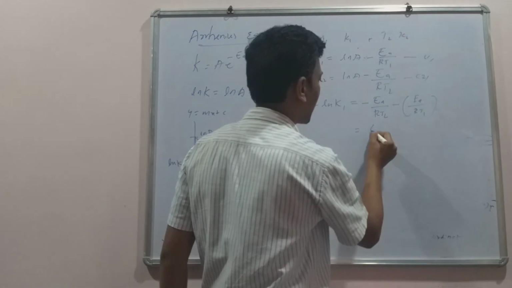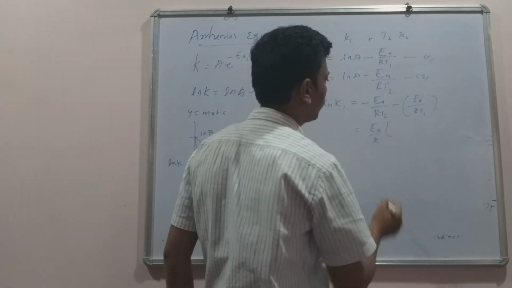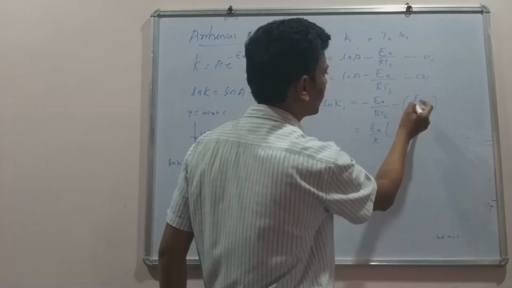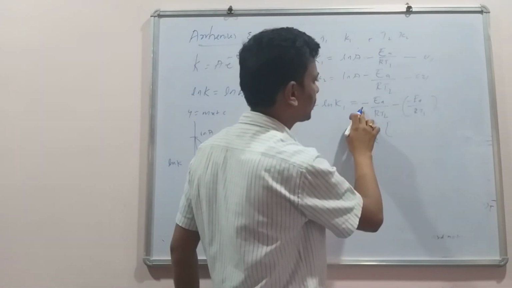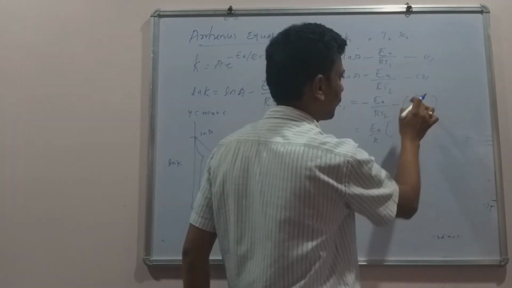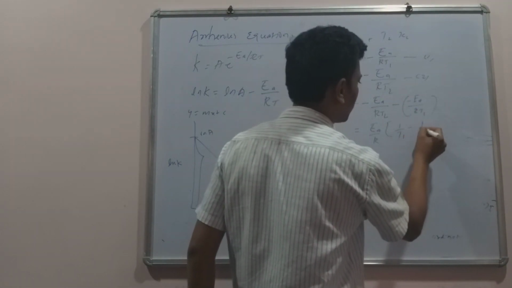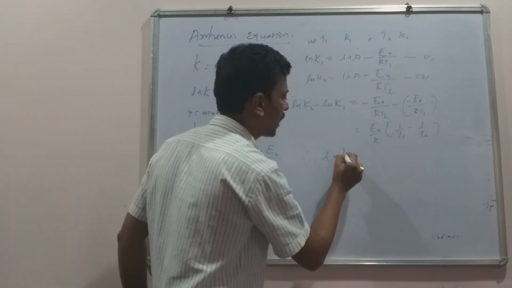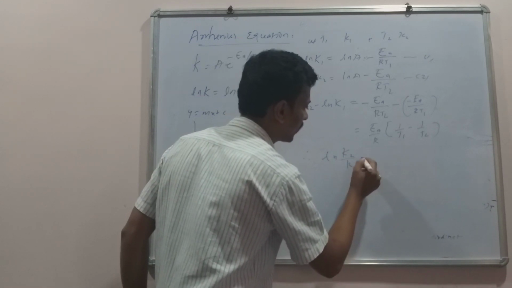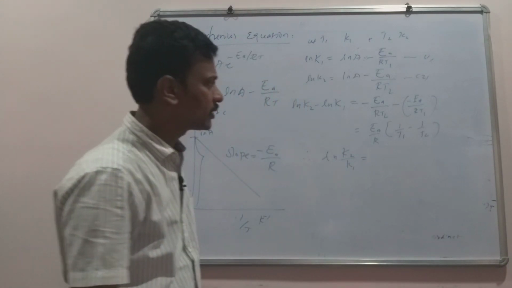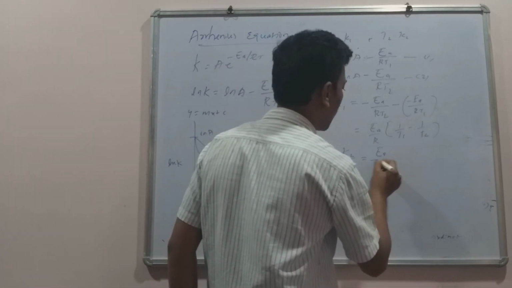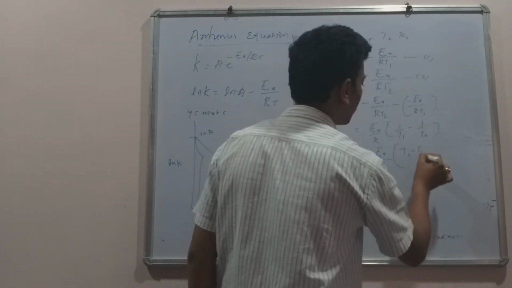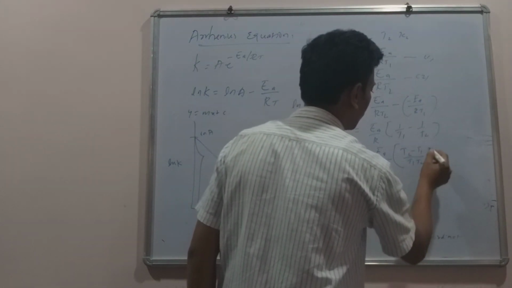By taking Ea upon R as common, what happens? Minus of minus will become plus. It is 1 by T1 minus 1 by T2. Therefore, ln A minus ln B is ln k2 upon k1, so ln k2 upon k1 is equal to Ea upon R into the bracket T2 minus T1 upon T1 T2.